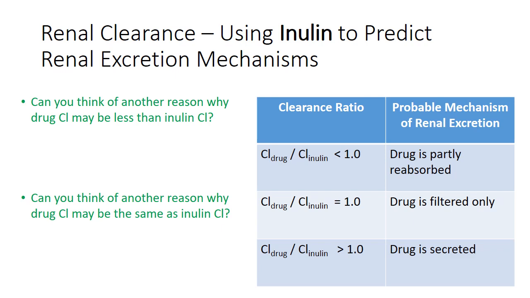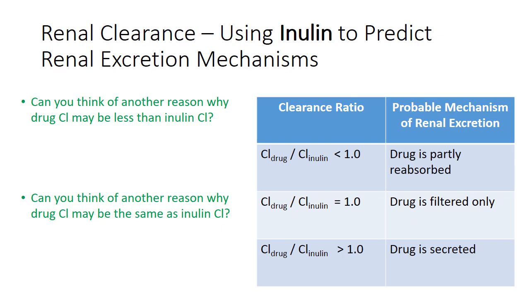Can you think of another reason why drug clearance may be the same as inulin clearance? That's another question. And that gets at the whole transporter idea. So even if a drug is bound to albumin, what if only half the drug is filtered? If the inulin filtration is double the drug filtration at the glomerulus, why would we get the same amount in the urine? The only reason that can happen is secretion, right? That's always going to be the answer.